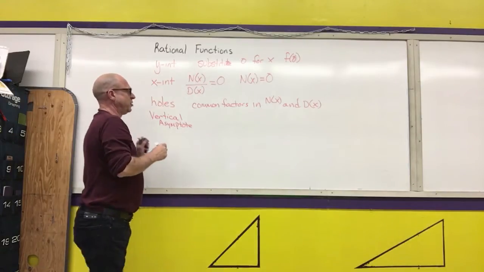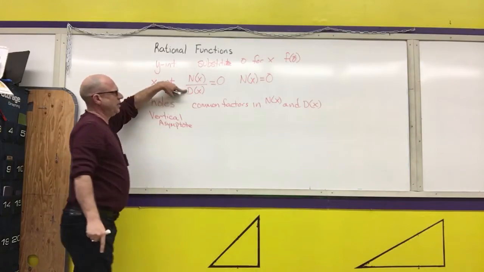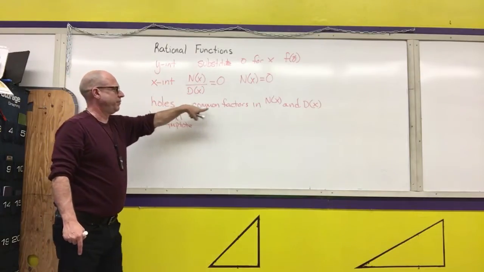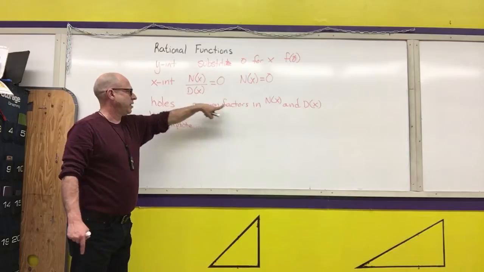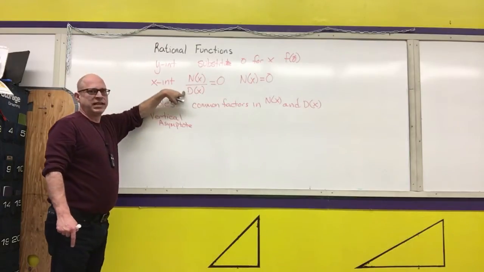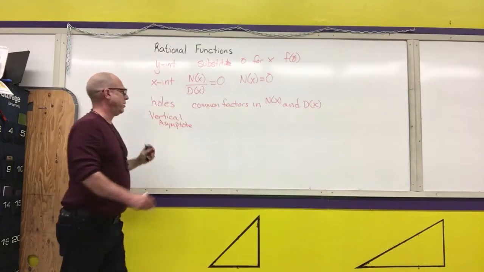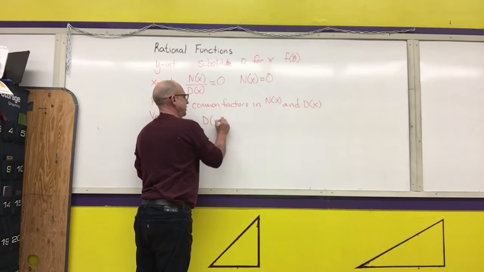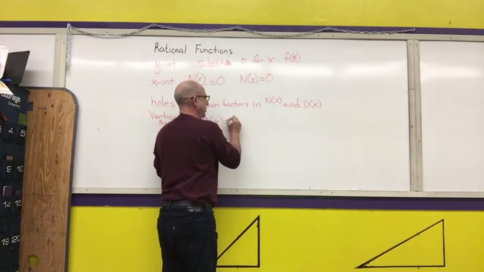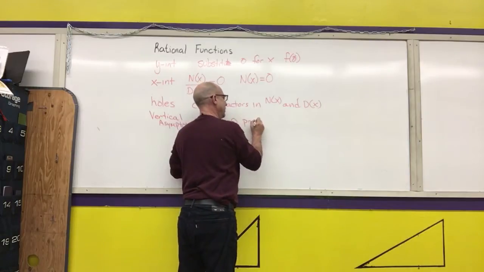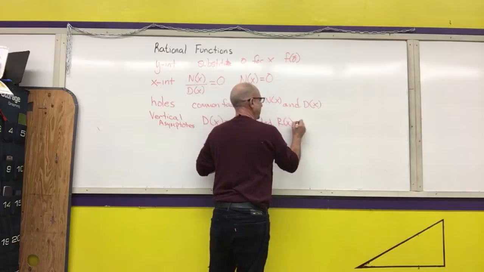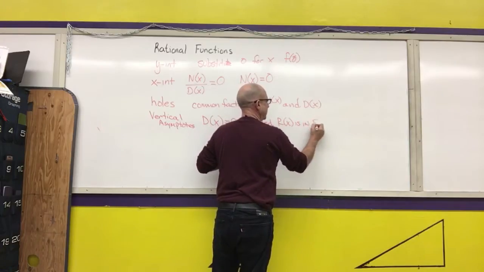Vertical asymptotes are when the denominator of the simplified rational function, after I cancel out my common factors, is equal to 0. So I have vertical asymptotes when d of x is equal to 0, provided that my rational function is in simplest form.